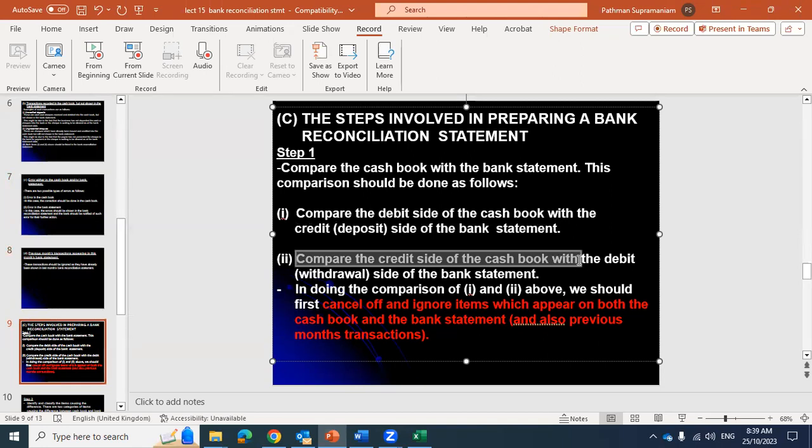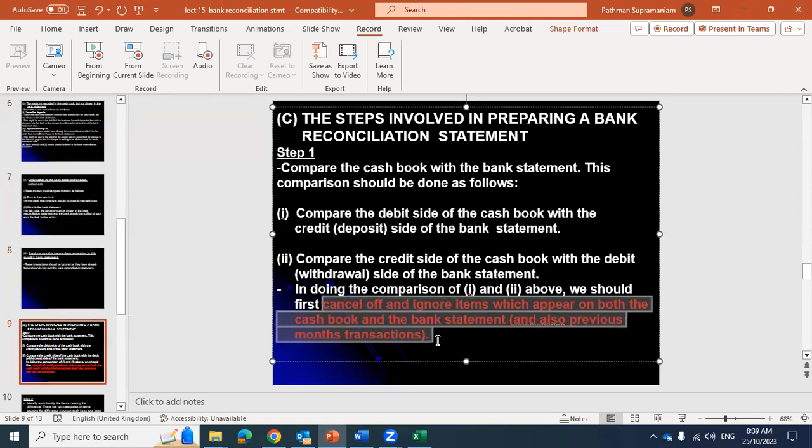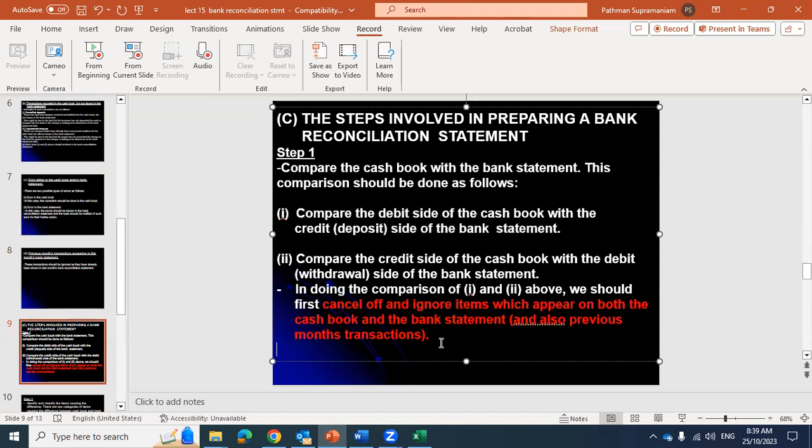All money recorded on the credit side of the cash book will be compared to the figures appearing in the debit side of the bank statement. And we would cancel them off too. Once these two steps are complete, we have successfully eliminated items which are not causing the difference. And we do nothing about it because these are not causing the difference.